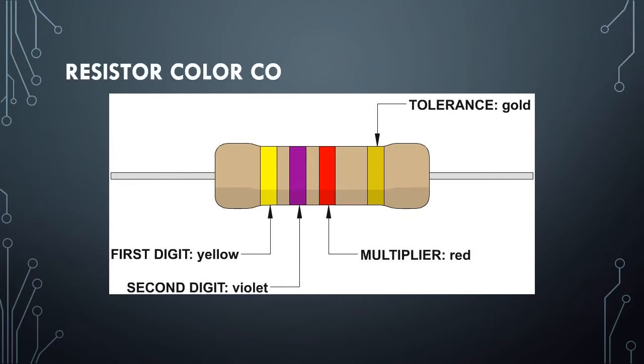So, resistor color codes. In this example, we have a 4-strip resistor. The first digit is colored yellow. The second digit is colored violet. And the third digit is colored red. And the last strip, as you can notice, there is this space in between. So the largest space distance will make us identify that the last strip is our tolerance.